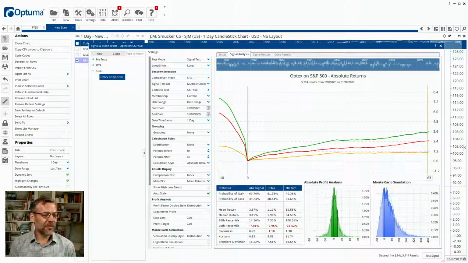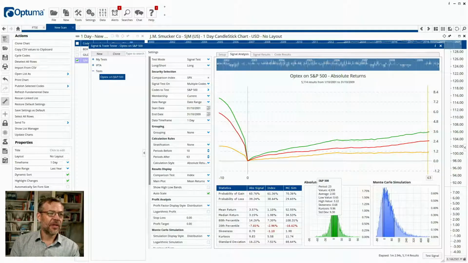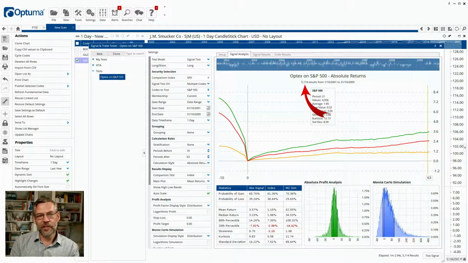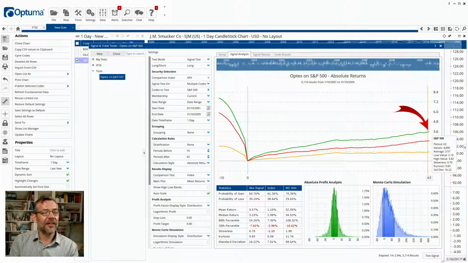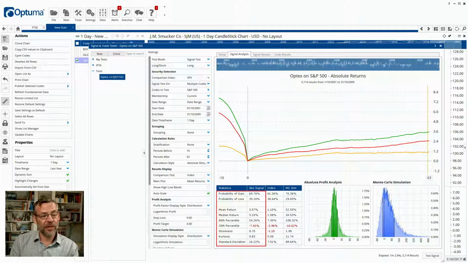All right, so we've got our results there. We can see now what the expectation is over the 63 days, or the 3 trading months, from our signal. So again, we've got 5,114 results from this period. From the signal, the average result is a 3.6% gain over 3 months. And then we can look at all these numbers here. Probability of gain is 60%. So I've got a 60% probability that when I take that trade, it's going to be profitable. And so that's pretty good. 3.7, 80th percentile, standard deviation.